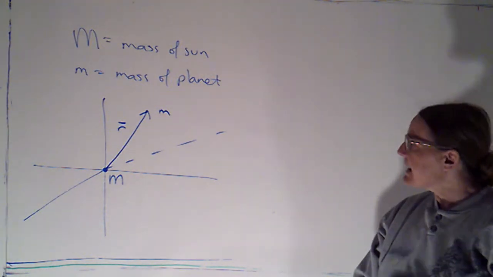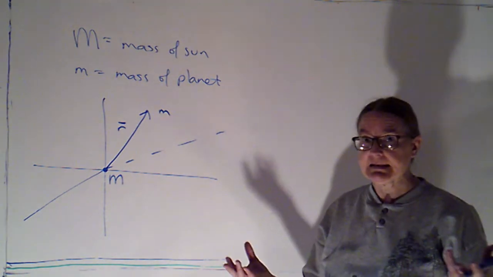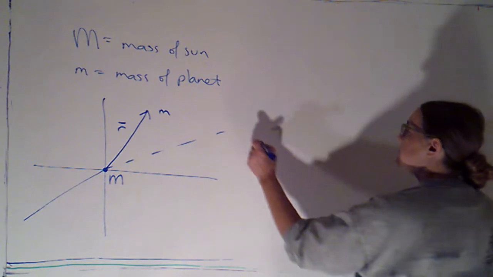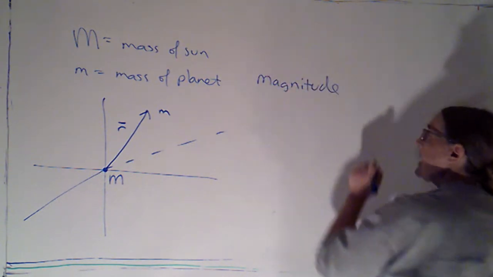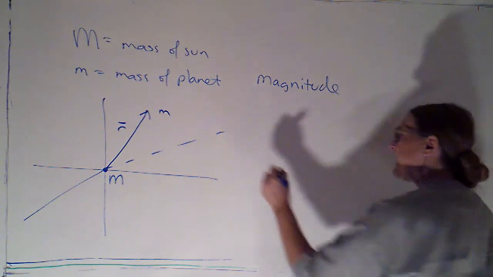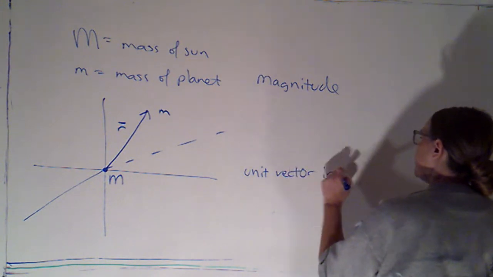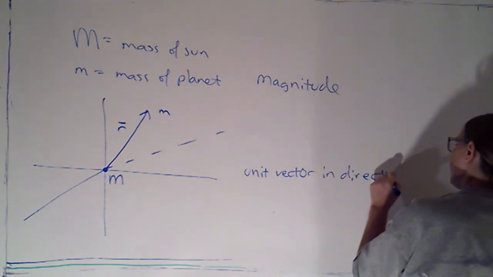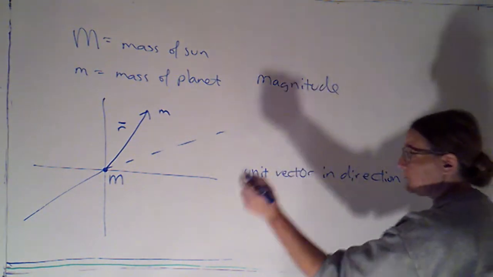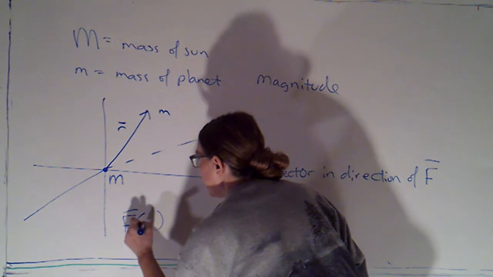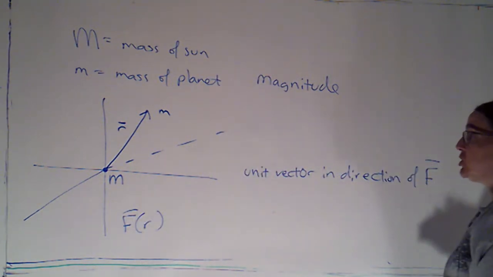Okay. And I want to try to figure out what the force of gravity is on this. Okay. Now to do that, I'm going to need two things. I'm going to need the magnitude, and I'm going to need the direction. And I can specify the direction with a unit vector in the direction of the force. Okay. So I'm going to be writing out my force as F of r. If I can get these two pieces, I'm going to be in good shape.